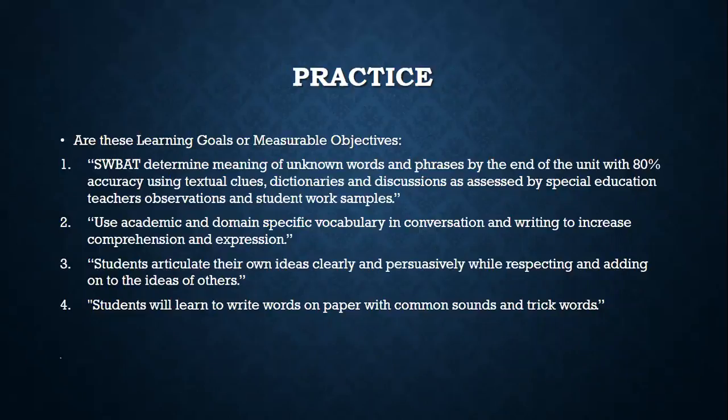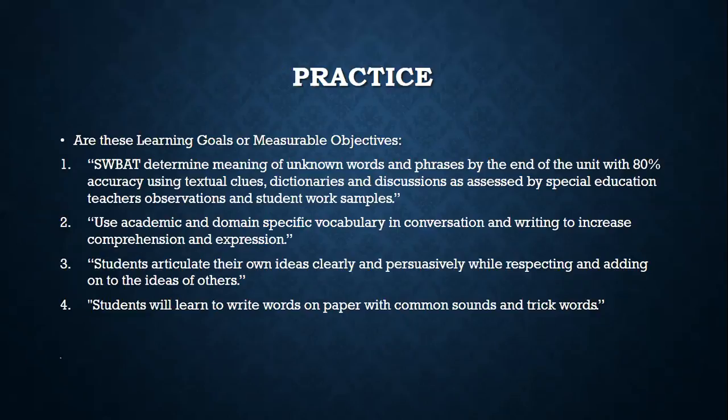So now what we're going to do is take a short assessment to see how well we now understand the differences between learning goals and measurable objectives. So let's take a look at the first one. Students will be able to determine meaning of unknown words and phrases by the end of the unit with 80% accuracy using textual clues, dictionaries, and discussions as assessed by special education teacher observations and student work samples.